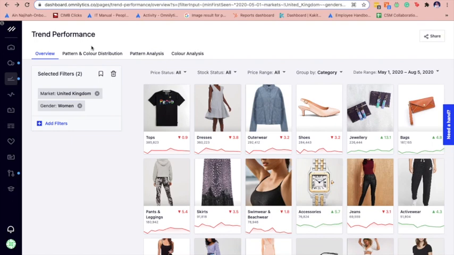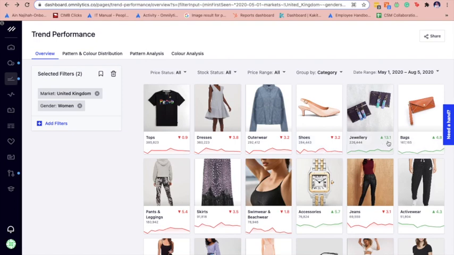First, let's identify the trending category. The Overview tab provides a high-level analysis of all categories in the selected market. You can identify up and down trends by the color of the lines. Green represents an uptrend, while red represents a downtrend. The popularity of the trend is measured by the trend score next to the green trend line. The more popular the trend, the higher the score.